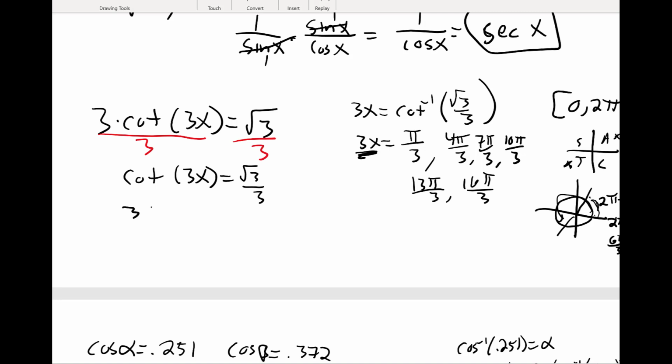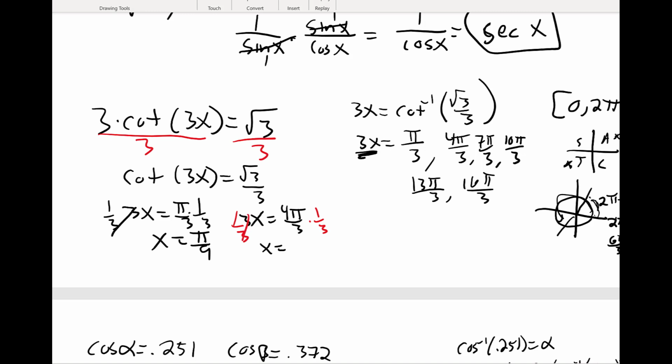So what we have is that 3x equals pi over 3. So if we multiply by 1/3, we have x equals pi over 9. Then we have 3x equals 4 pi over 3, excuse me. If we multiply that by 1/3, we would have x equals 4 pi over 9. Then we'll have 3x equals 7 pi over 3. Then we multiply by 1/3.